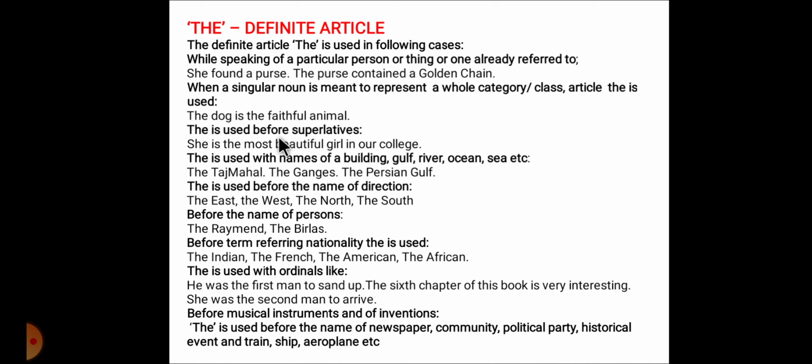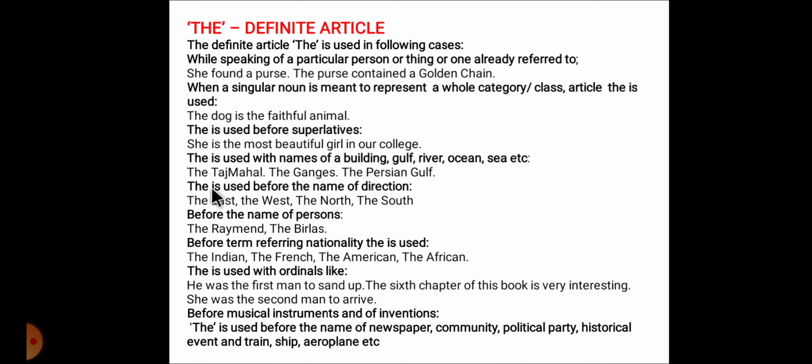So you know positive degree, comparative degree and superlative degree. Where there is a superlative degree: good, better, best; beautiful, more beautiful, most beautiful. So before the superlatives we have to use the. She is the most beautiful girl in our college. Okay, the is used with names of buildings, gulfs, rivers, oceans, seas. Wherever you see these kinds of words, we need to remember to put the word the. For example, the Taj Mahal, the Ganga, the Persian Gulf, isn't it?